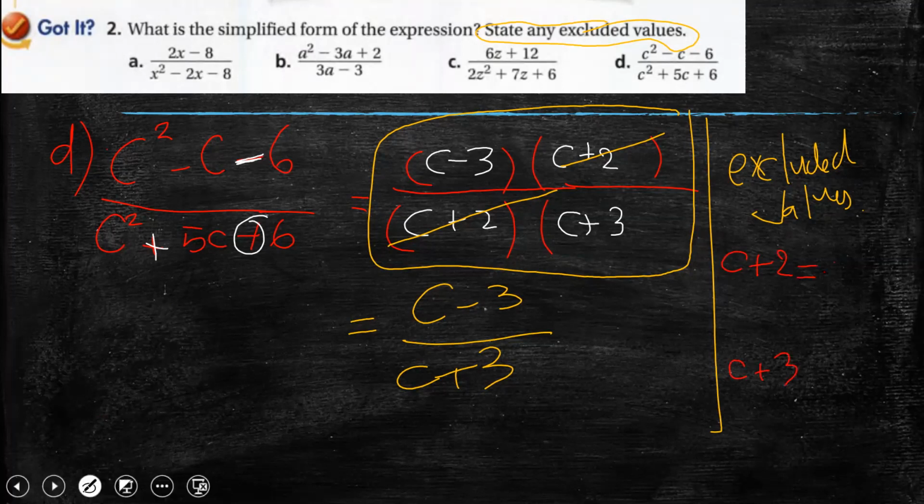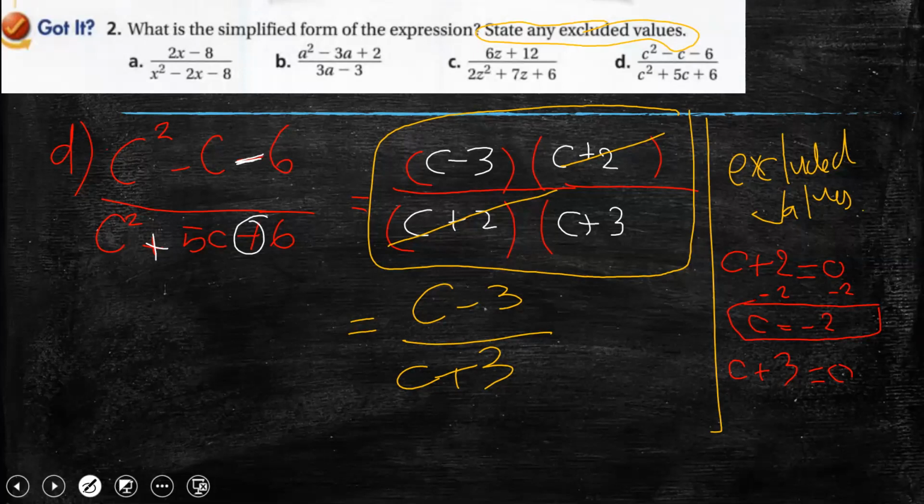Take both of them and let them equal 0. So C plus 2 equals 0. So what is the value of C? We will subtract 2 from both sides. So C will be negative 2. And for C plus 3, we subtract 3 from both sides.